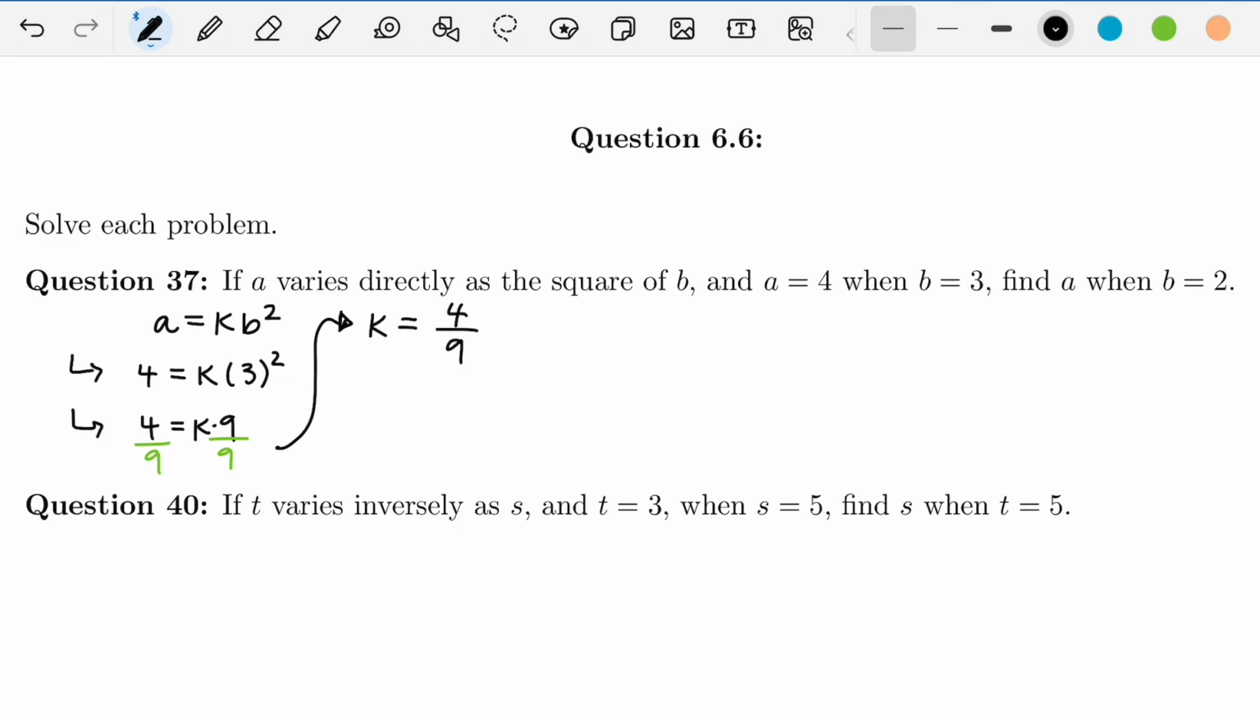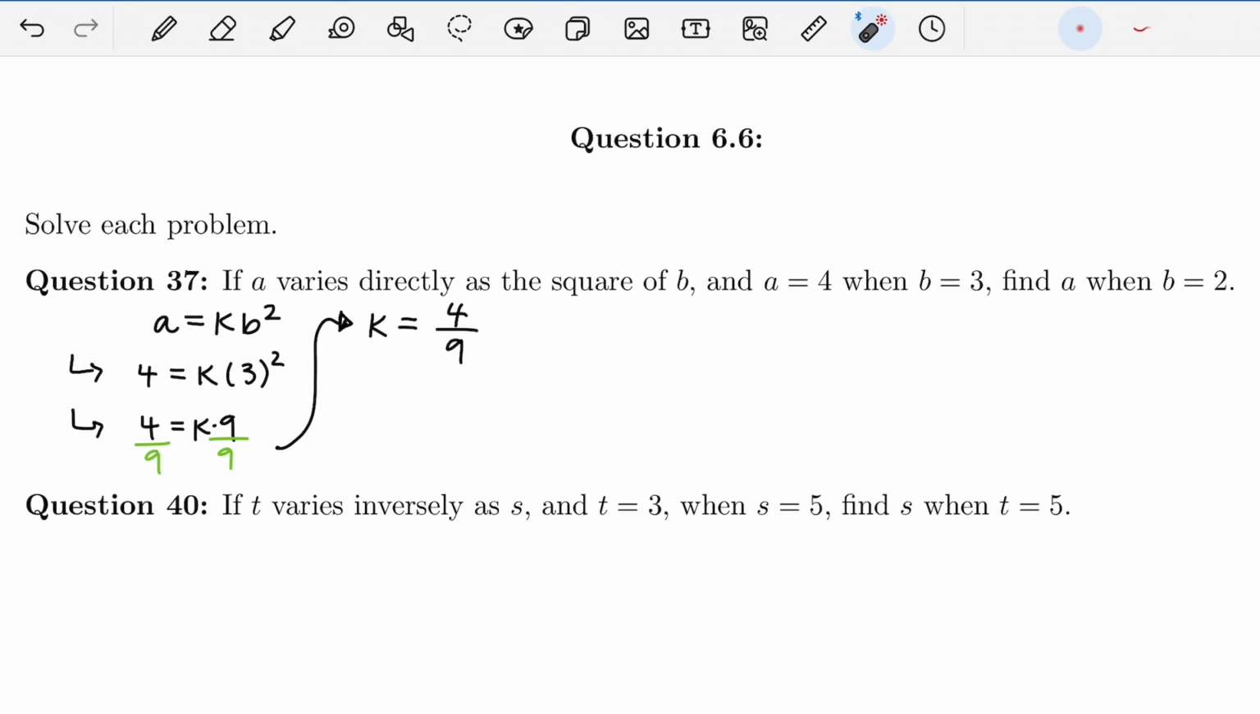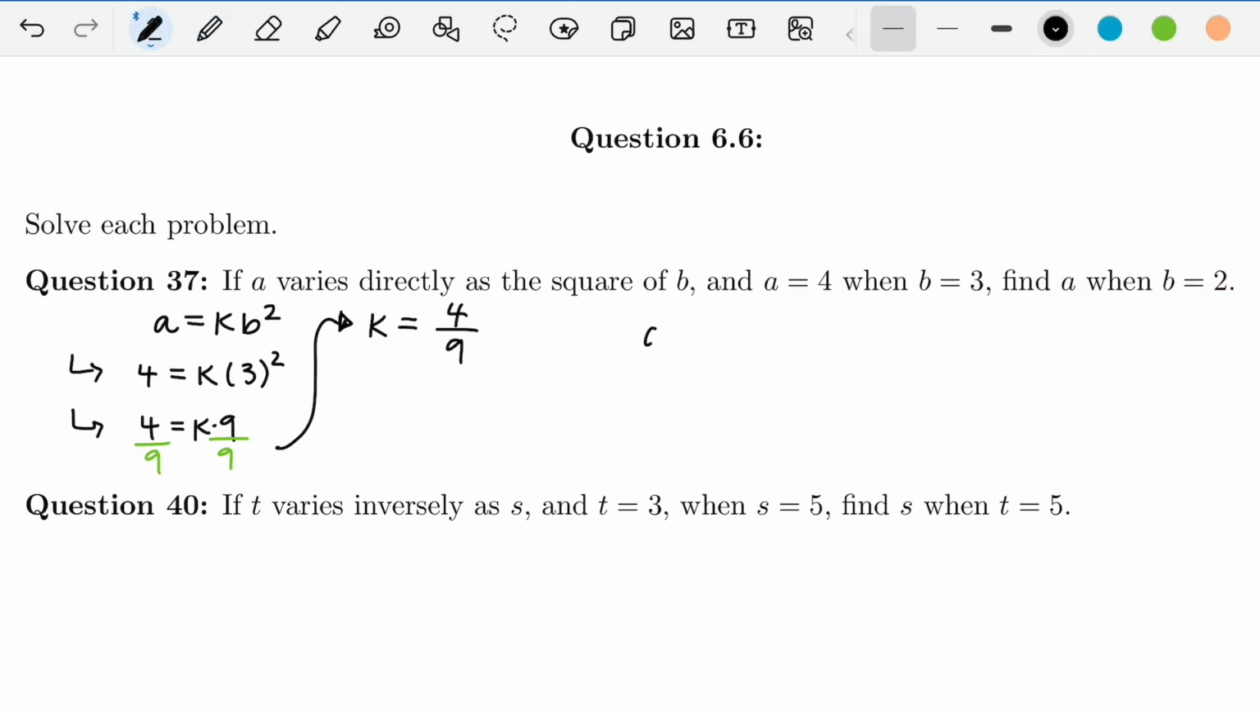Now that we have this constant of variation, we can answer this question. We want to find a when b is equal to 2. So we're going to plug our information into our equation. We're going to have a is equal to k, so 4 over 9 times b squared, and in this case b is 2. Alright, so then multiplying these, we get a is equal to 16 over 9.